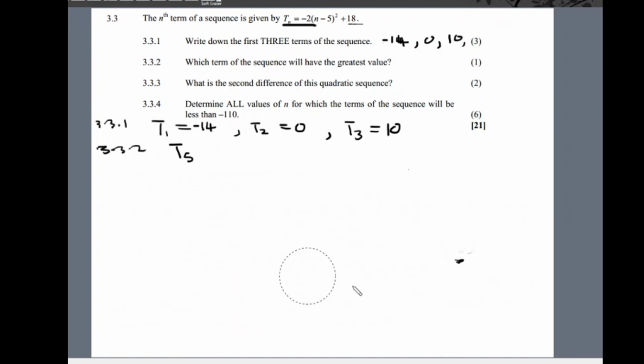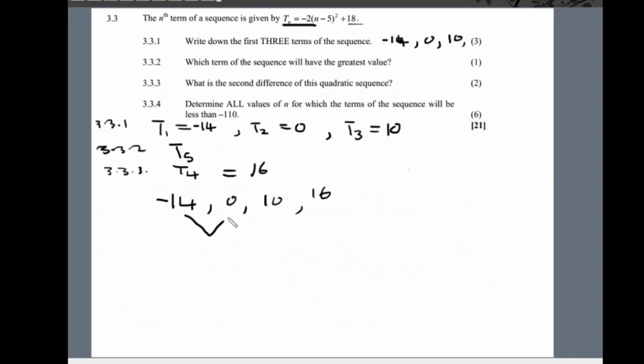And then 3.3.3: what is the second difference of this quadratic sequence? So to get the second difference, let us calculate term number 4. Term number 4 is equal to, when you substitute 4 in that equation, you get that term number 4 is 16, right? We already have the first three terms, so we'll write minus 14, 0, 10, 16, okay?